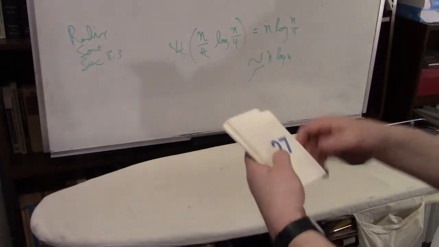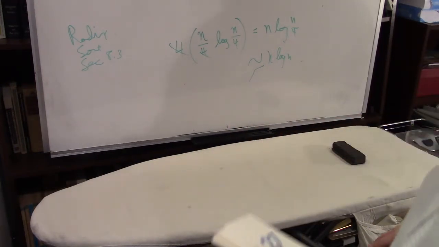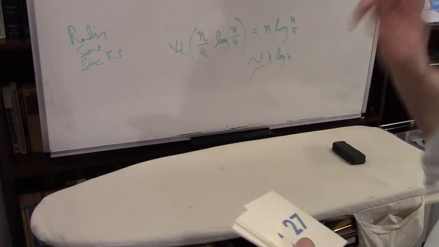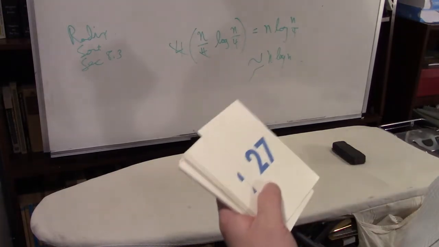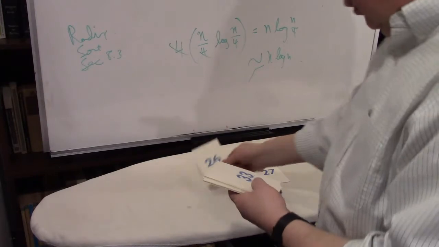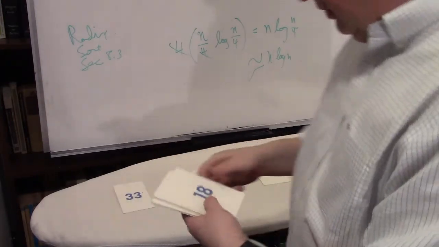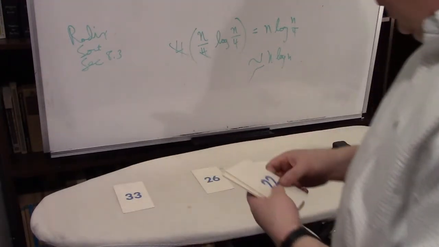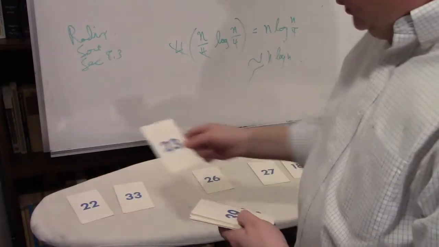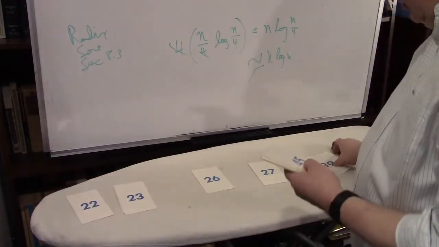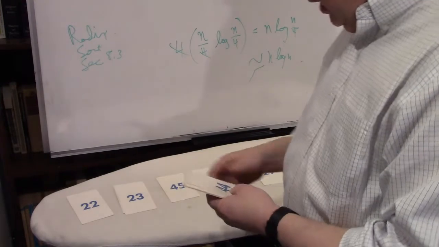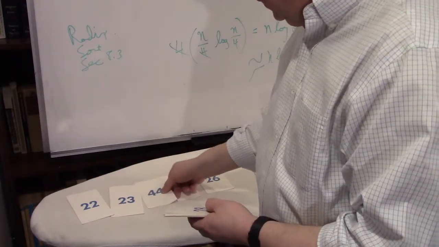Okay, and now I'm going to do something different. You ready? I'm going to sort it into different piles like before, but I'm going to do the least significant digits. So this is going to go in my 7s column. This is going to go in my 6s column. This is going to go in my 3s column. This is going to go in my 8s column. This is going to go in my 2s column. This is going to go in my 3s column. This is going to go in my 9s. This is going to go in my 5s. This is going to go in my 4s.